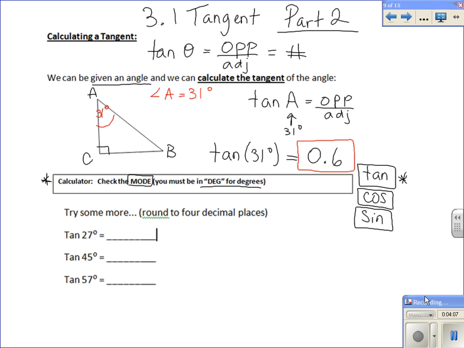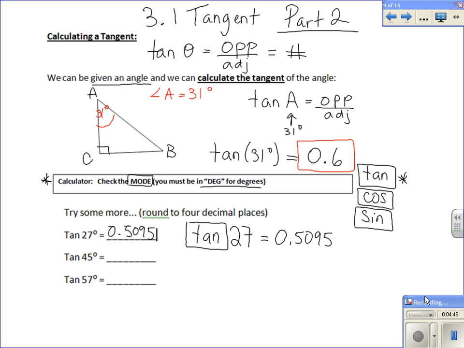Let's do some more, and we can round to 4 decimal places if needed. The first one here, the tan of 27. If we have a triangle and we are interested in the angle and we know that the angle is equal to 27, we can calculate the tan of that angle by simply hitting the tan button in our calculator and then putting in the angle. Tan of 27 is equal to, I get 0.5095 if I round that to 4 decimal places.